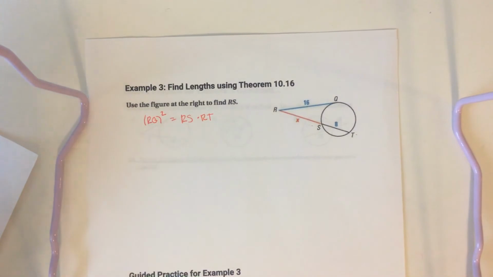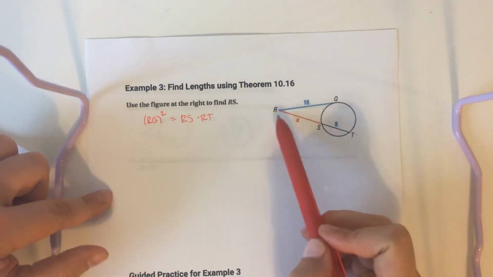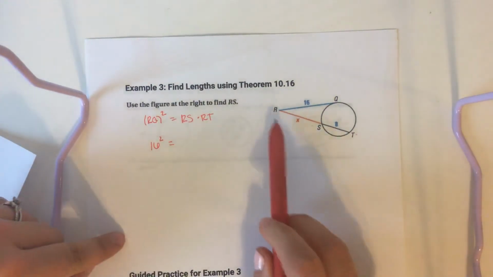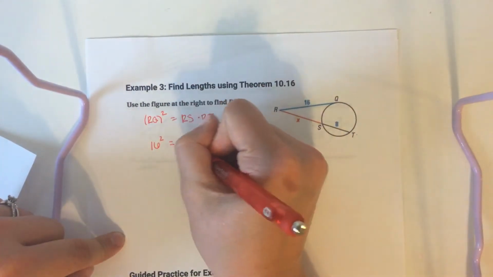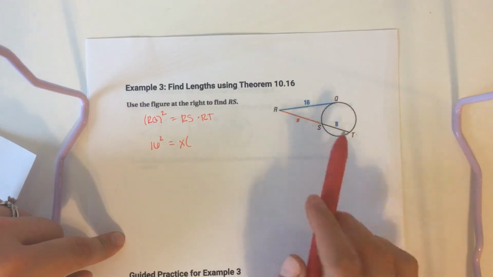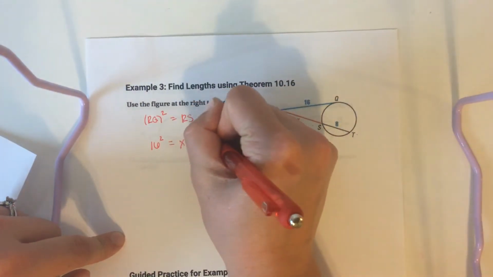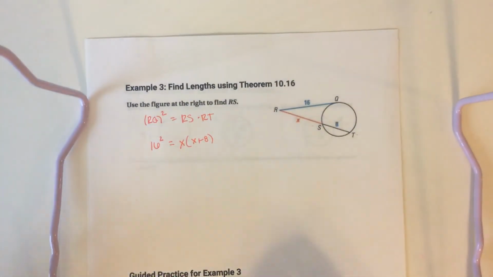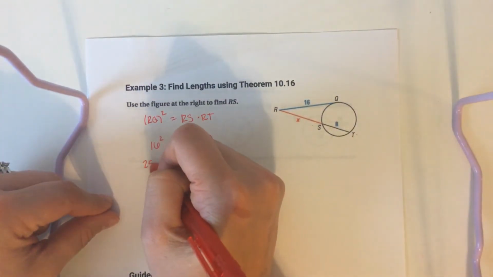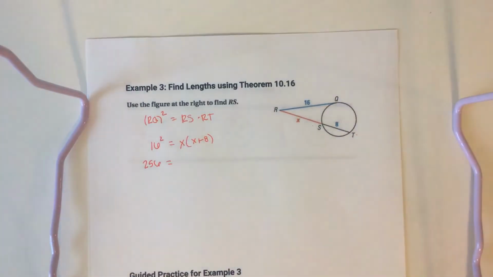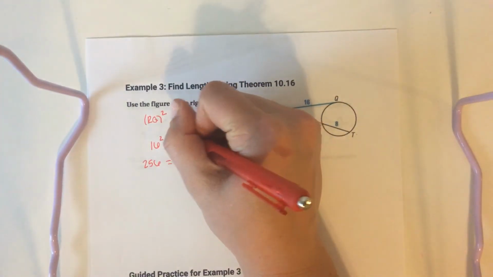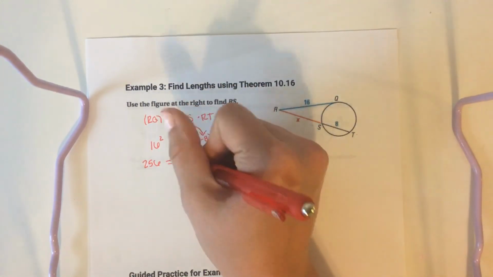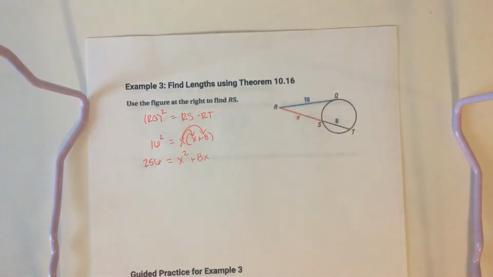Okay, so then let's plug in the letters and numbers we know. RQ is 16, so we have 16 squared equals RS is x, RT is x plus 8. So cleaning this up a little bit, 16 squared is 256 equals, we're going to distribute this, x times x is x squared, x times 8 is plus 8x.